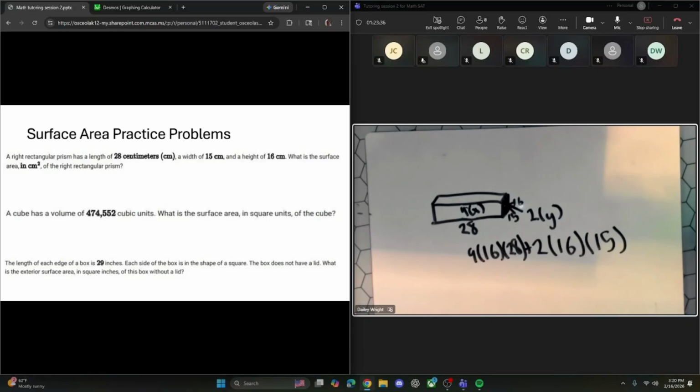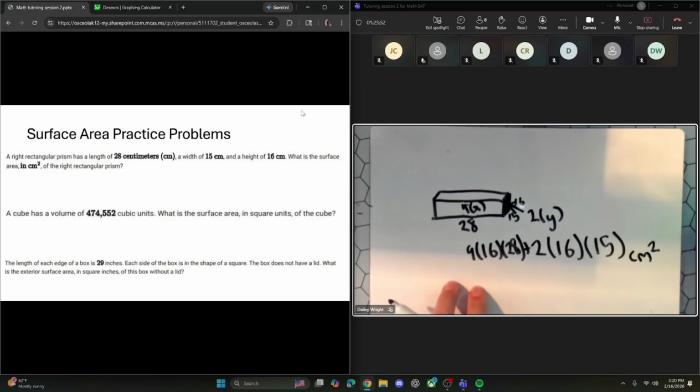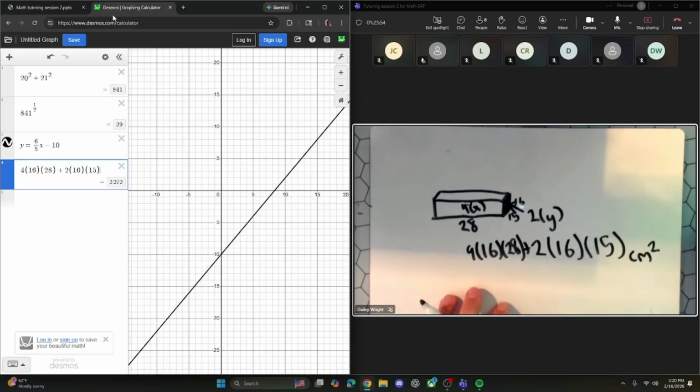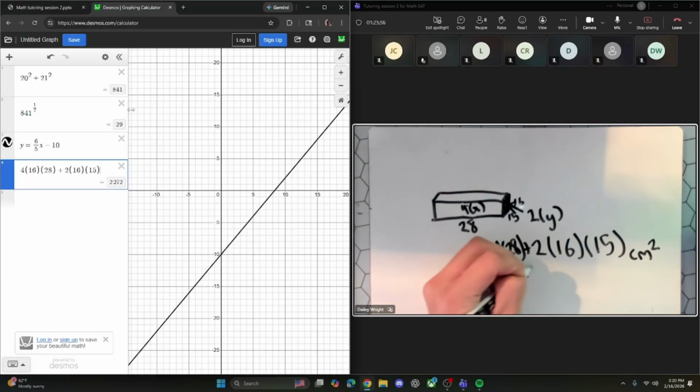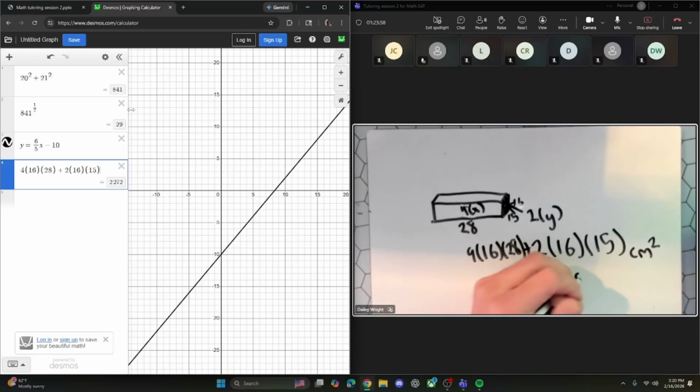And like I said earlier, if they were asking for units: since you're multiplying all these in centimeters, since it's surface area, it's actually going to be centimeters squared. All of this is going to end off in centimeters squared, whatever your answer is. So it'd be 2,272 centimeters squared.